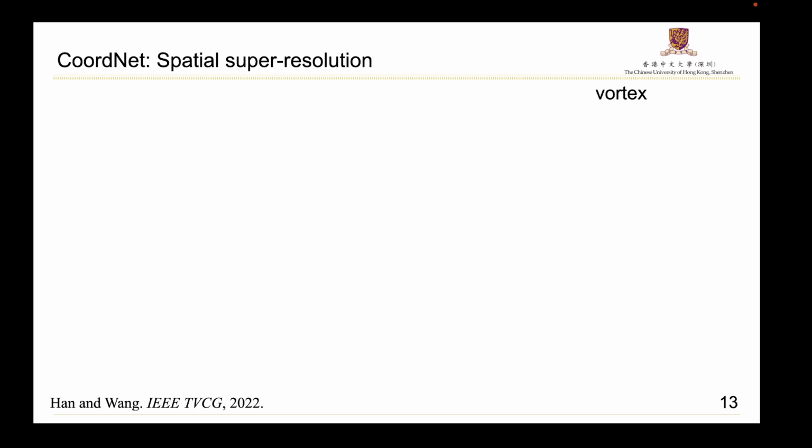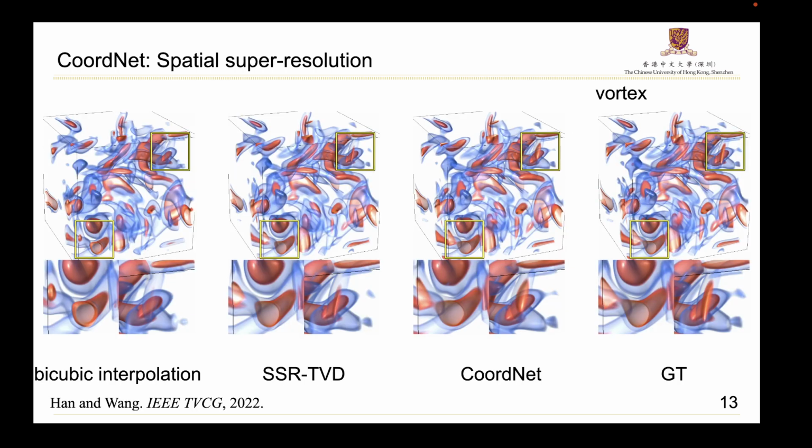Here is a comparison between our approach and other approaches. We highlight the differences using yellow arrows. Based on this highlight, we can see that our approach produces better visual results and finer details compared with the rest of the approaches.